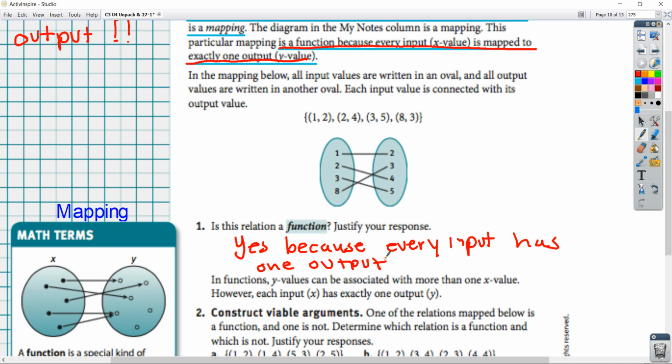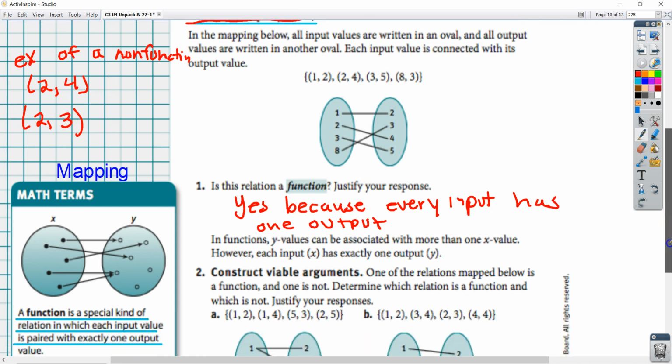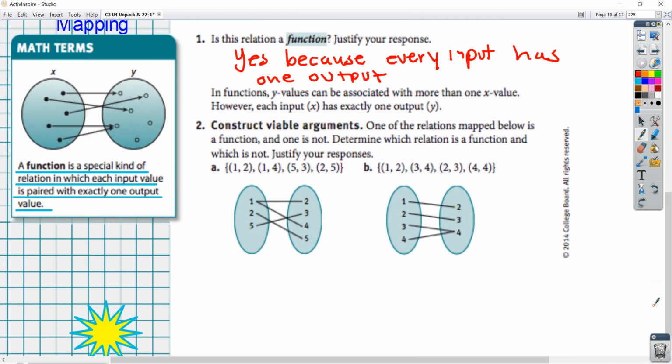Just so you know, an example of a non-function would be if you had 2, 4 and then 2, 3. See, there are two 2's and they have different outputs here. That makes it a non-function. In functions, y values can be associated with more than one x value. However, each input has exactly one output. They're going to repeat that a couple times because it's really important that you know it.